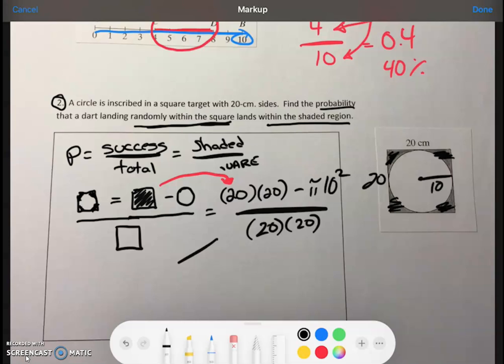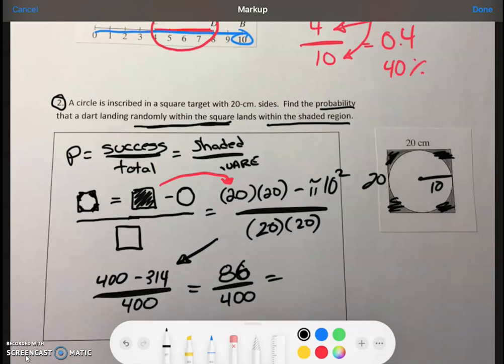All right, I'm going to need some space here. On top, 20 times 20 is 400. 10 times 10 times pi is 314. Over 20 times 20, which is 400. If I subtract, the top part, 86 units, would be the shaded region. The entire square is 400. Now that's the probability, 86 over 400.